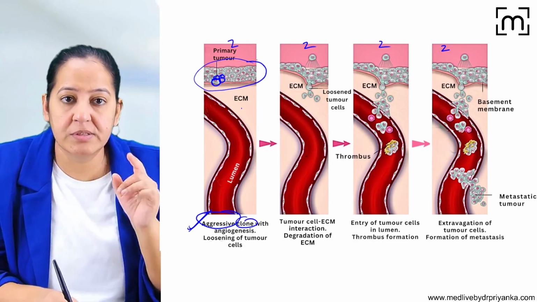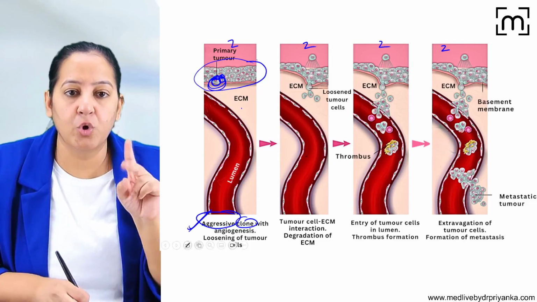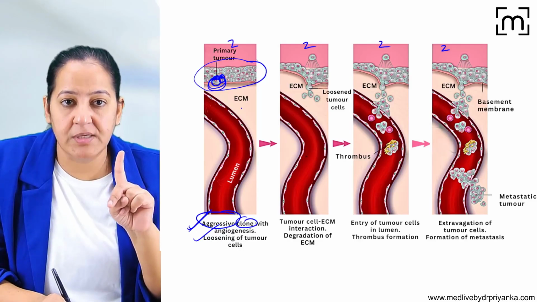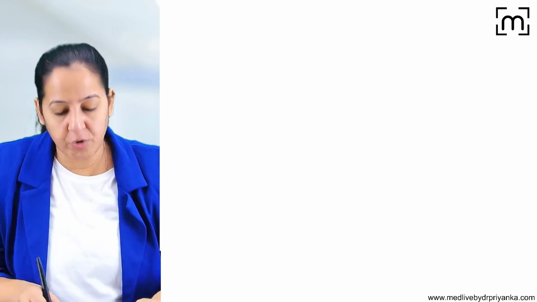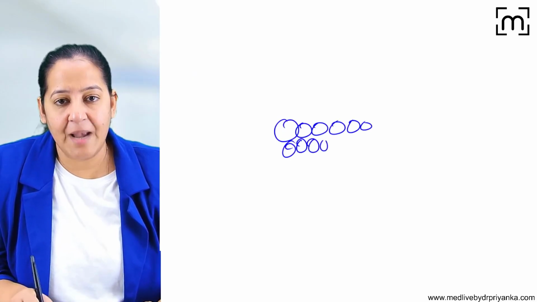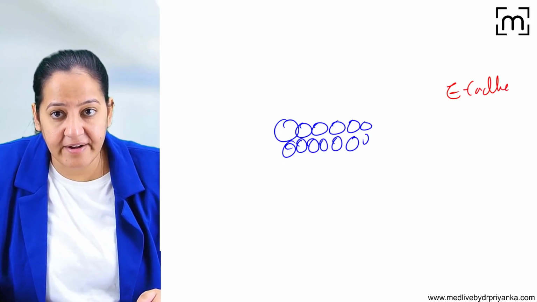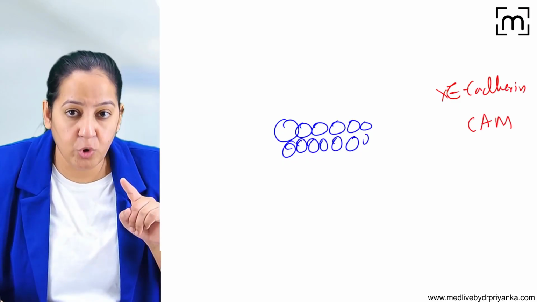So they will become loose. How they will become loose, I will tell you. So loosening is the second step. They will lose from others. So first they become aggressive, then they lose from the others. All the tumor cells stick to each other with the help of E-cadherin and complementary adhesive molecules, CAMs. So we have to lose them.